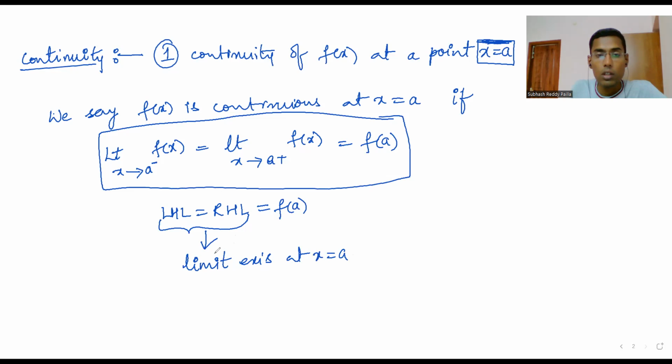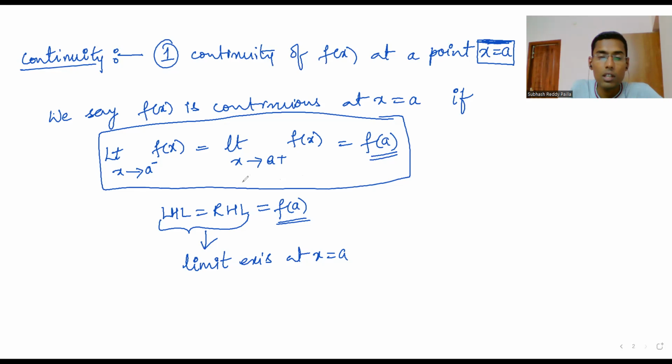Yes, sir. The limit exists when the left hand limit equals the right hand limit. So the limit must exist, and that must be equal to f of a. What is f of a? Function value at x equal to a.